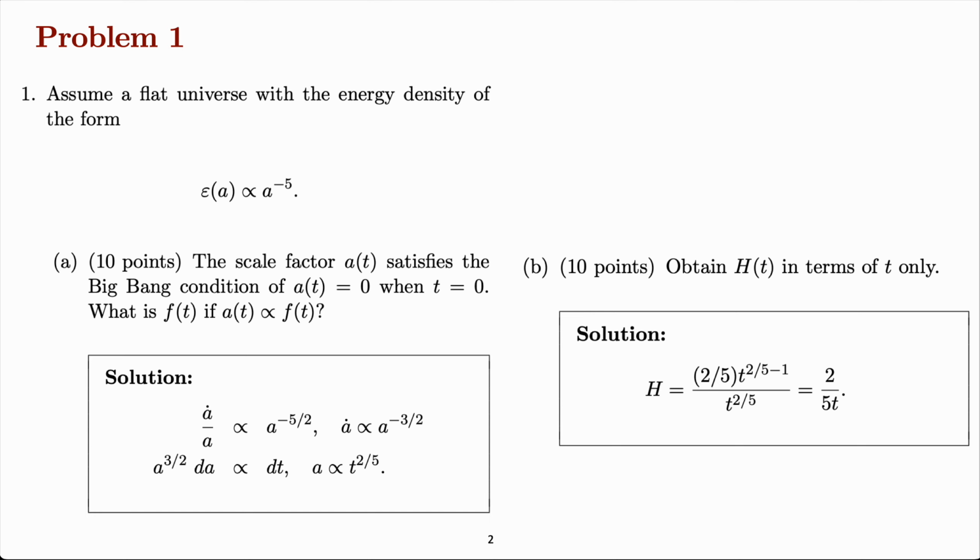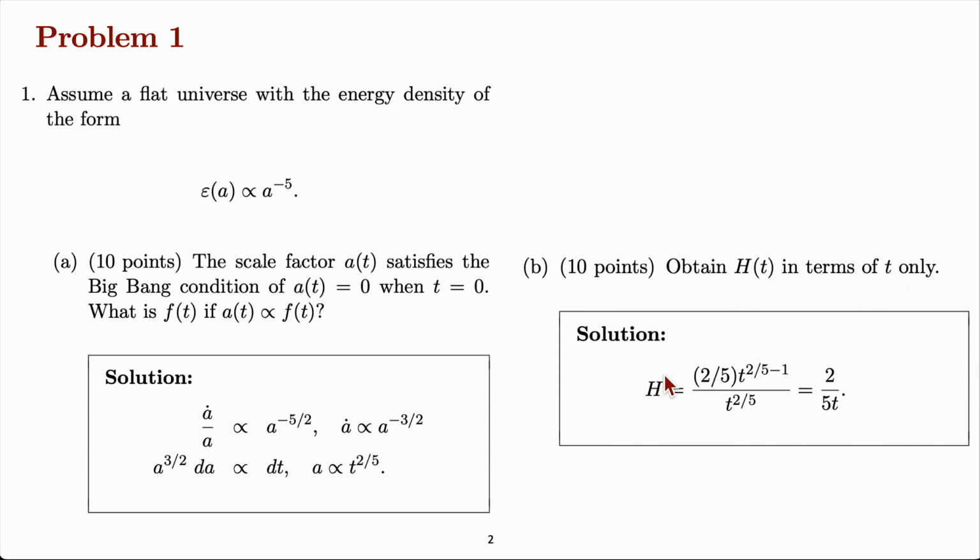We are given a flat universe with energy density scaling with the scale factor to the power of -5. Part A is to get the time dependence of the scale factor. You start by calculating this, and you can integrate it out. A should be proportional to time to the power of 2 over 5. Part B: obtain the Hubble expansion rate at any given time, expressed in terms of t only.